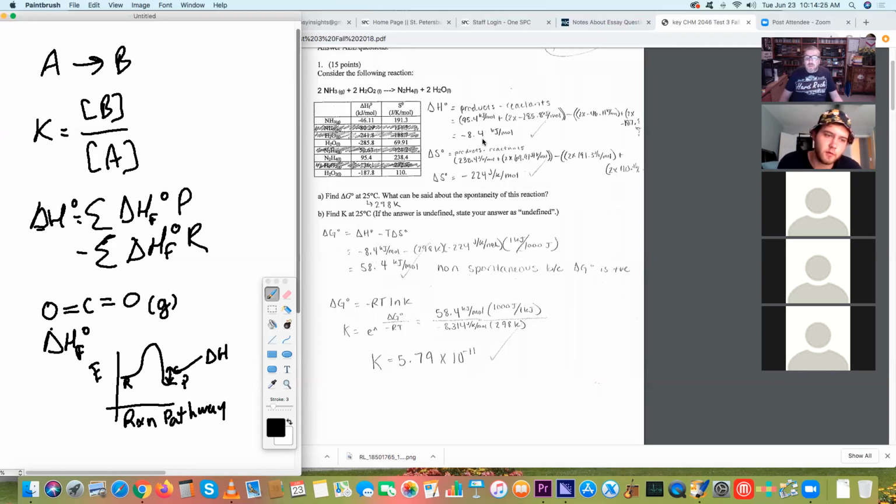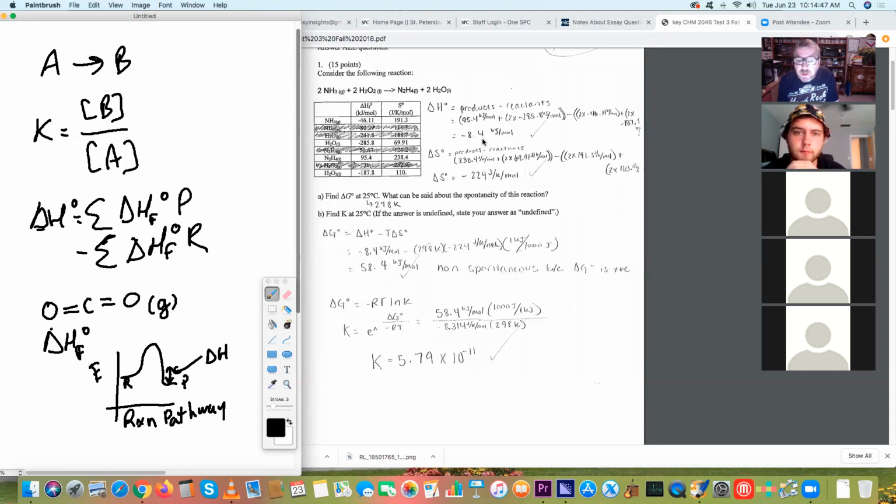Okay. The delta S, sorry, go on, Adam. I'm sorry, I actually do have a question. Mm-hmm. So whenever we're setting this entire problem up, what is our main focus? Just whatever is on the products and then minus the reactants? Mm-hmm. That's right. And that's just to get the delta H value.